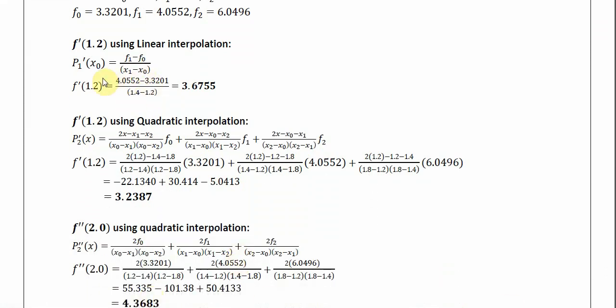So if you want to find the second derivative using linear interpolation, because these are just numbers, this is a constant value. There is no x coming over here. It is anyway going to give you 0. Therefore we are not using linear interpolation to find the second derivative.